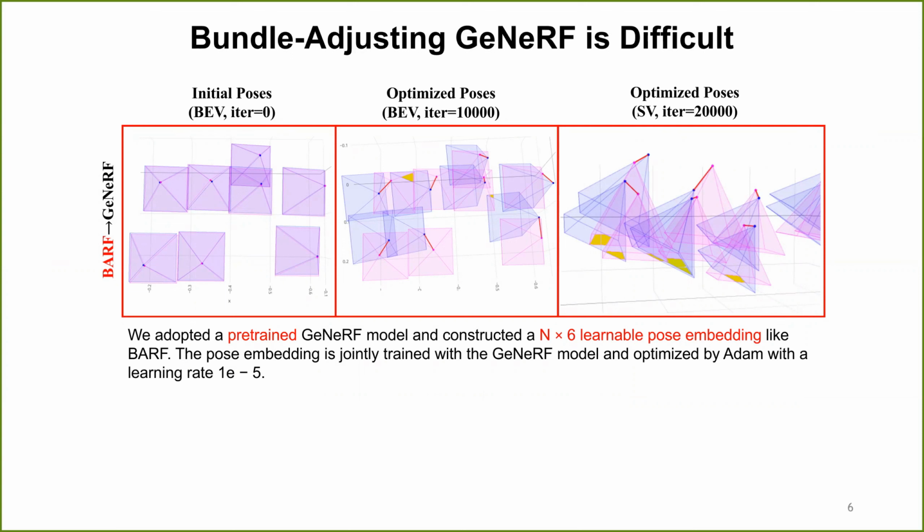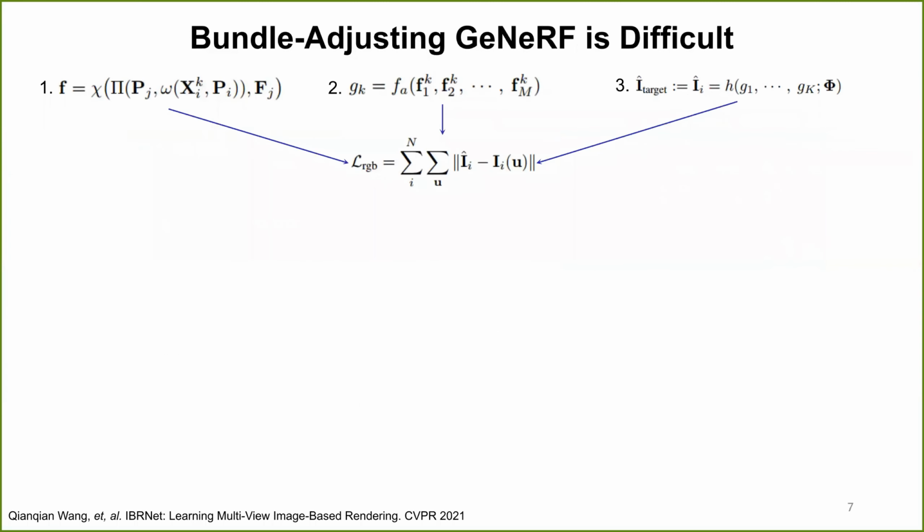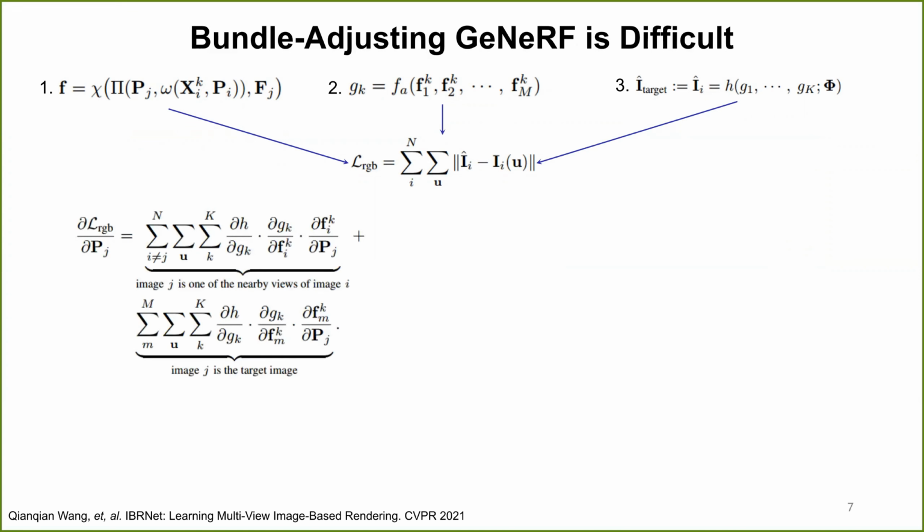Unfortunately, we found that the camera poses do not converge. Instead, they diverge quickly during the optimization. It suggests bundle adjusting generalizable NeRF is non-trivial. Then we may wonder, what are the potential reasons that make bundle adjusting generalizable NeRF difficult? We first take the derivative of the loss function with respect to camera poses. The derivative includes a term for nearby views and a term for the target image.